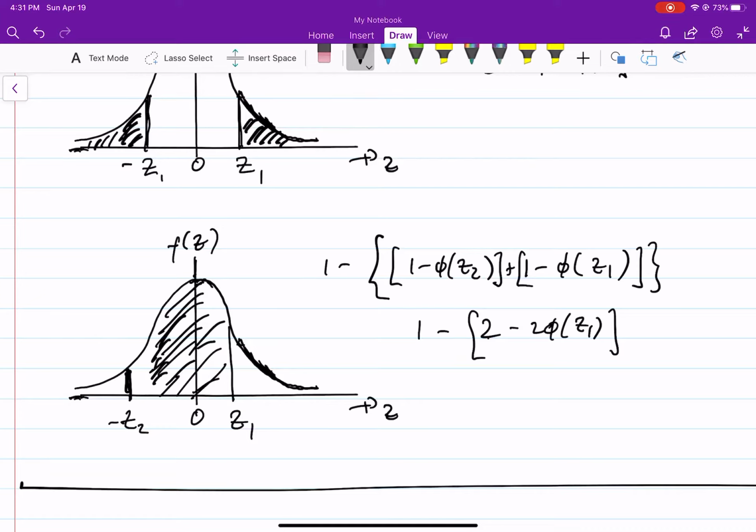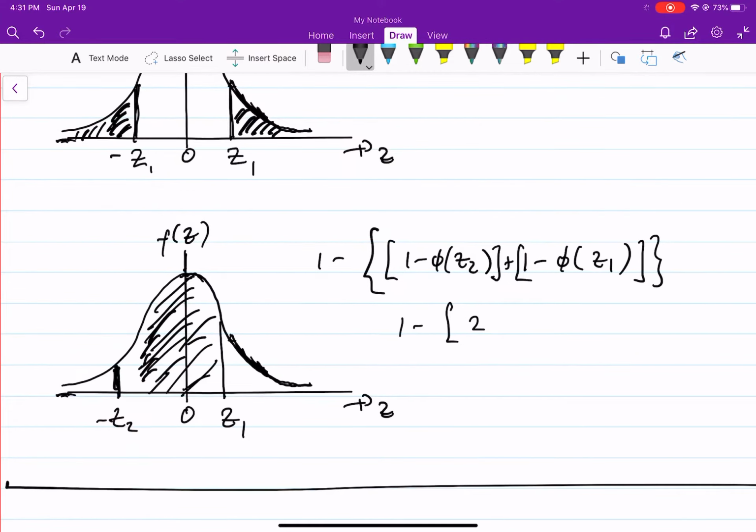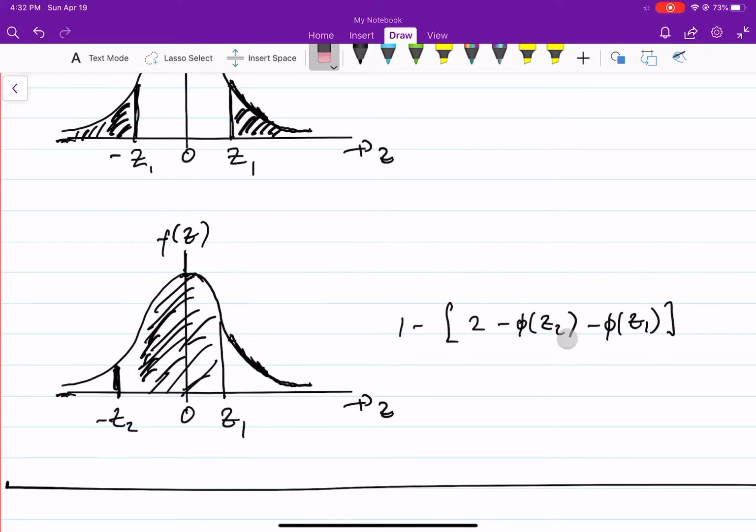I messed this up. Let's do this again, this portion. Everything above is correct. This is 1 minus, into, 1 and 1 is 2. This is minus phi of Z2. This is also minus phi of Z1. Two different portions. 1 minus 2. Okay, why am I getting a negative? Let's try this again. This entire thing. My logic seems messed up.